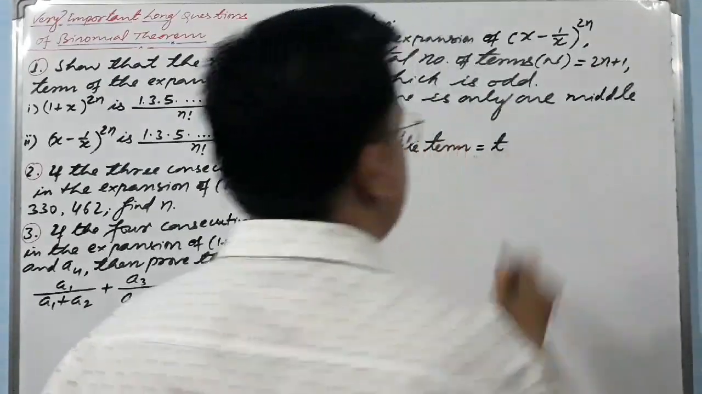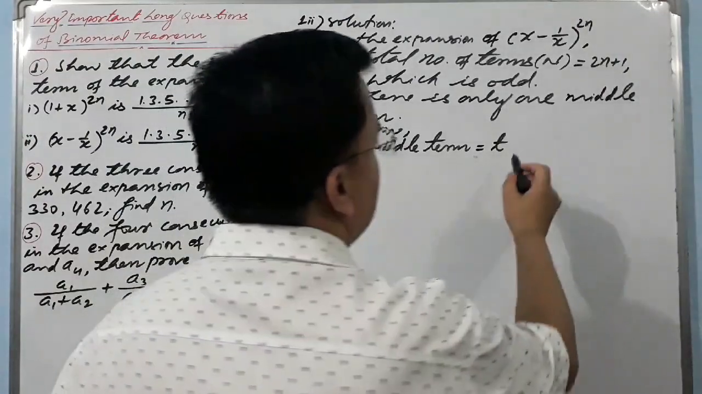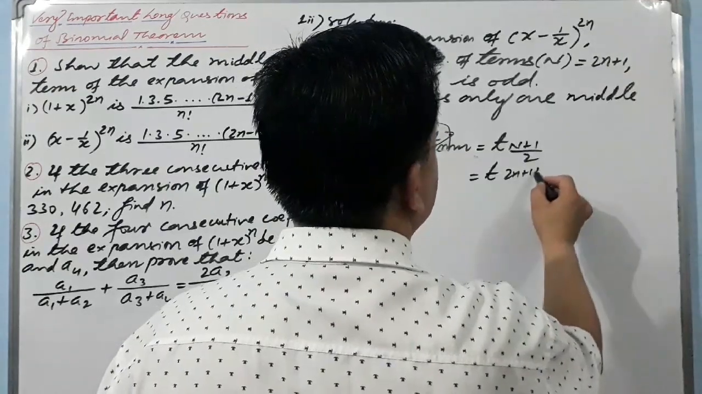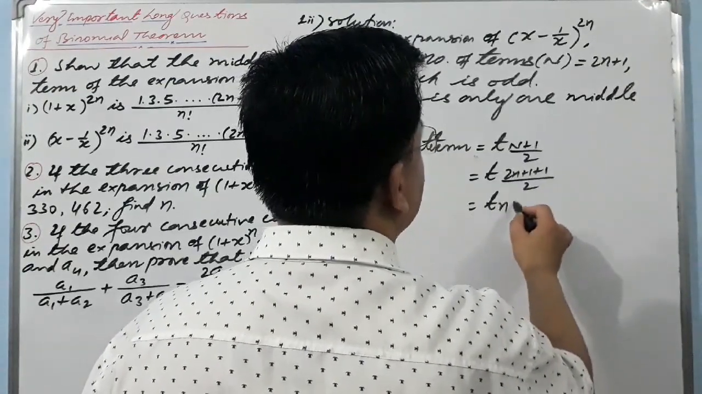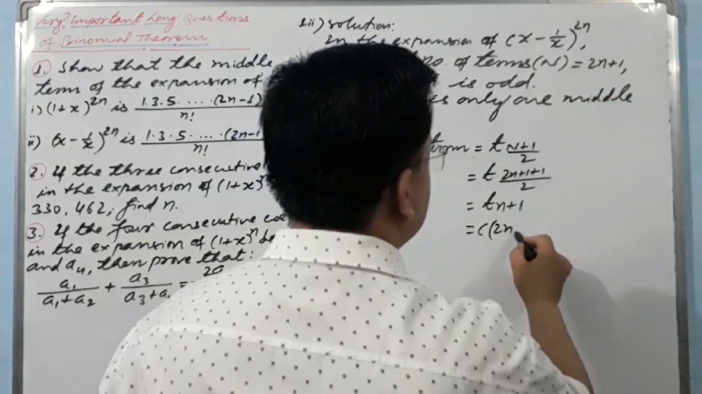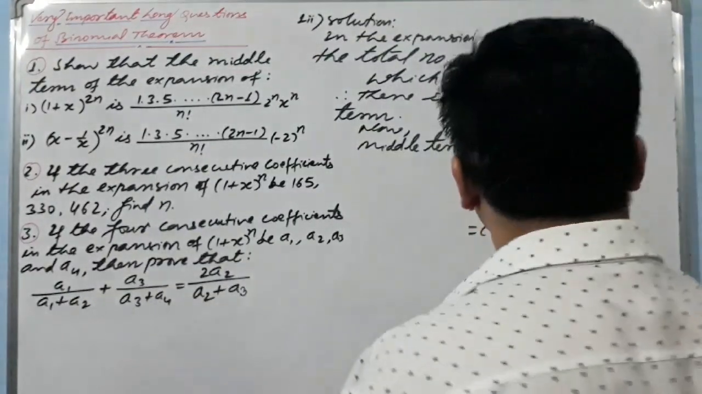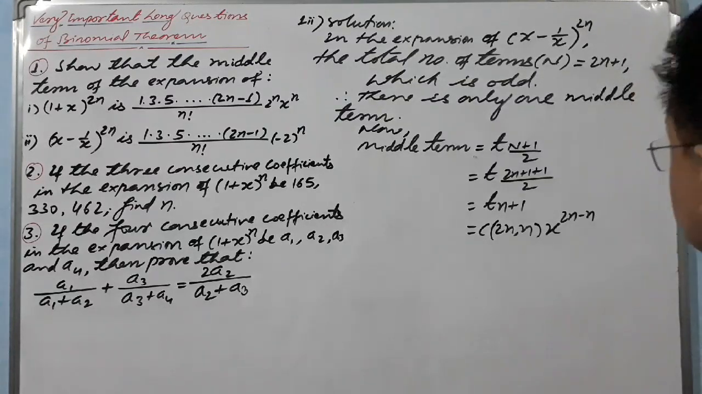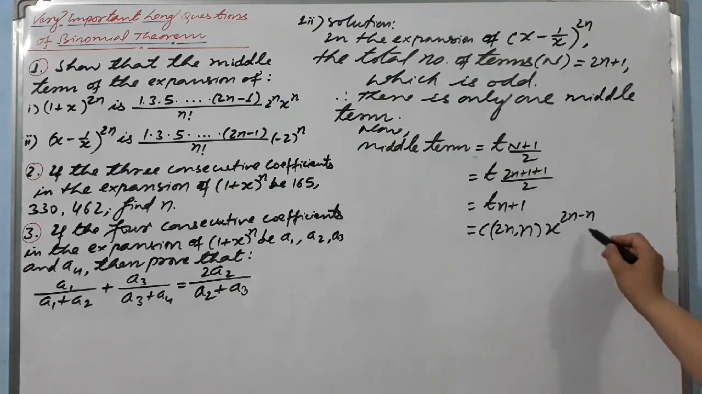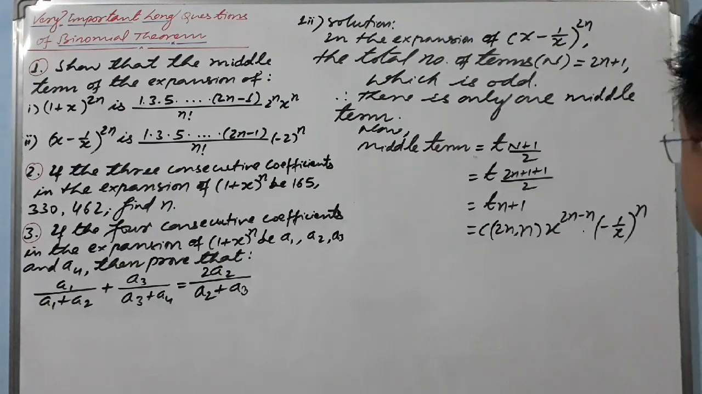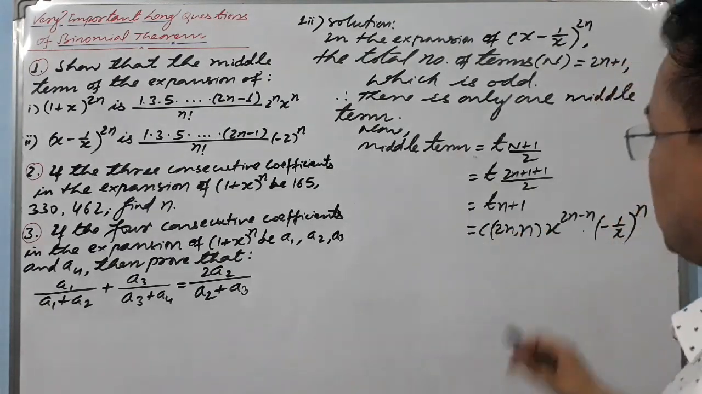Middle term, as we have applied the formula in the first case, the same formula we have to use: (n plus 1) by 2 is equal to T of (2n plus 1) by 2. So we will get T of n plus 1, and we can use C of 2n comma n, then a is x raised to power 2n minus r, which means n minus r, r is n, into minus 1 upon x raised to power n. This is the formula from the general term, as I told you earlier in the earlier question also.